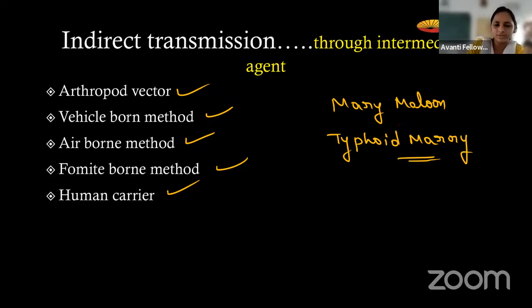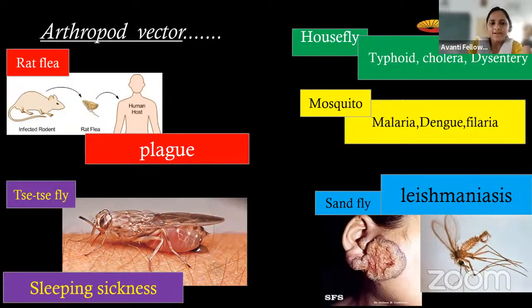Okay, student. Fine. So she is a human carrier. Fine. So let us go.